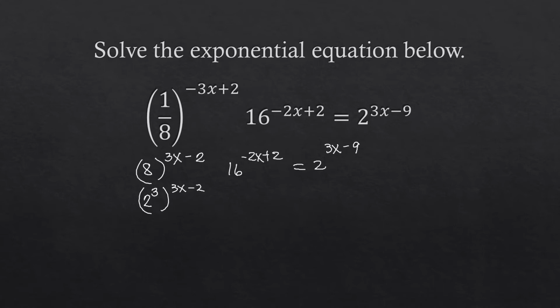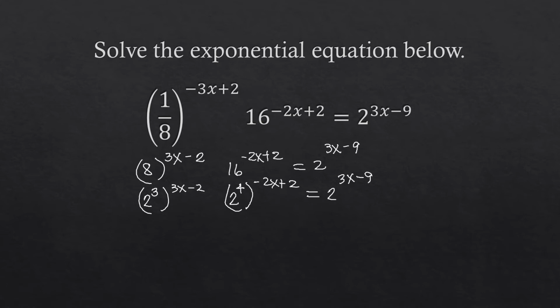Then your 16 will be expressed as 2 to the power of 4, because again, 2 times 2, that's 4, times 2, that's 8, times 2, that's 16. So this is your 2 to the power of 4, which is 16. We still have negative 2x plus 2 here. And then we simply copy our 2 to the power of 3x minus 9 on the other side. Since we now have 2 as our bases, we can go for solving our exponential equation.